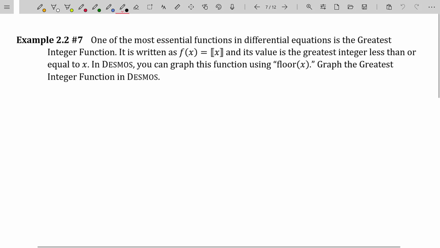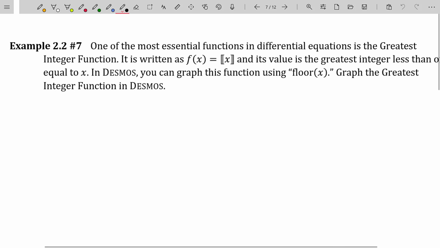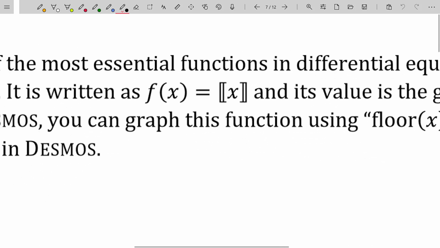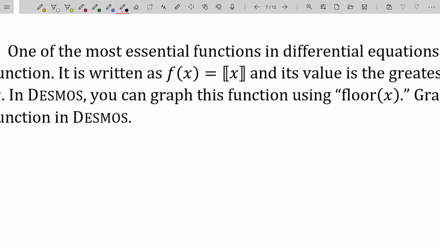Now let's talk about one of the most essential functions that you'll find in differential calculus. It's also used in other places, but in differential calculus, this is where this function sings. It's called the greatest integer function, and it's written as f of x is equal to a double bracket of x. It almost looks like an absolute value. If you're going to write it by hand, it looks like this.